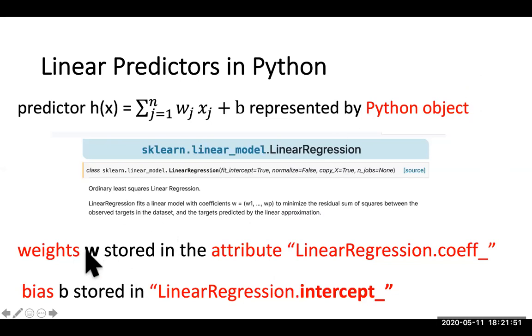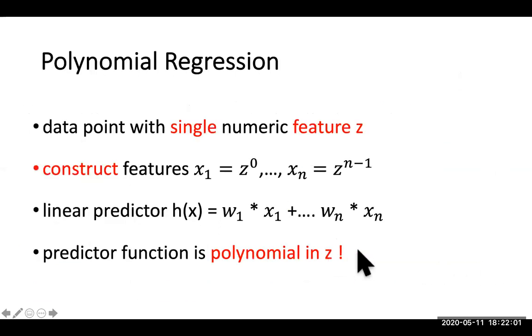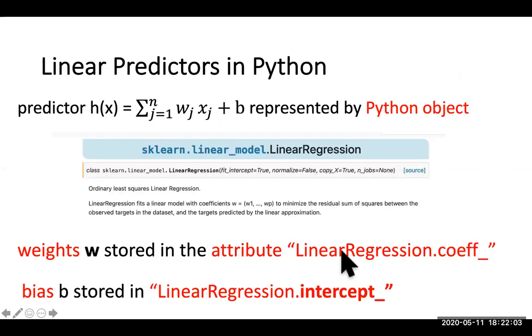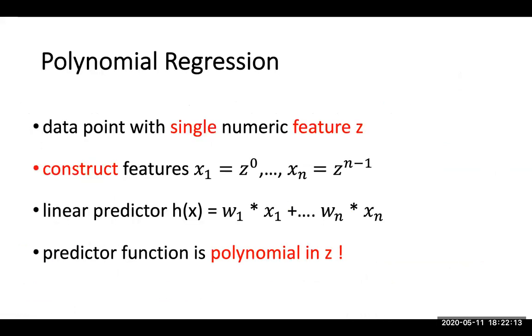And these weights, for example the weights for each feature, are stored in an attribute called LinearRegression.coef_. So if you want to access the weights, you just read them out from this attribute. And the bias is stored in the attribute LinearRegression.intercept_. Okay.